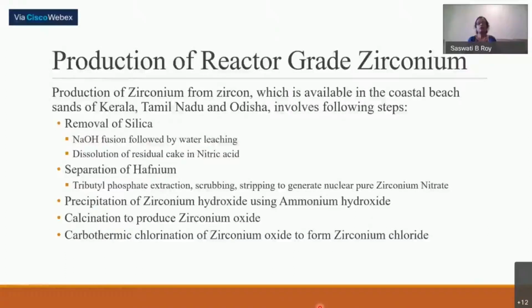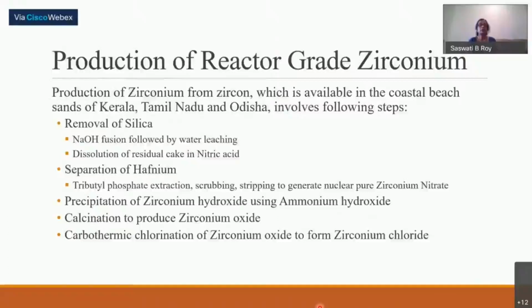Now, again, we call it the reactor grade, because before taking it to the reactor, we have to purify it in such a way that there should not be any additional poisons for the neutrons or any other material. Even for mechanical strength, the other properties also have to be controlled. So based on that, its chemistry has to be maintained.